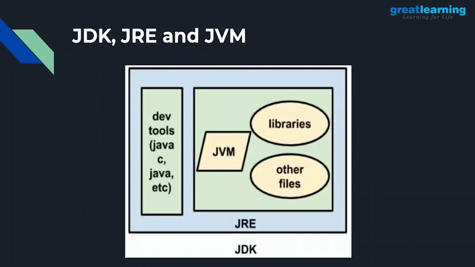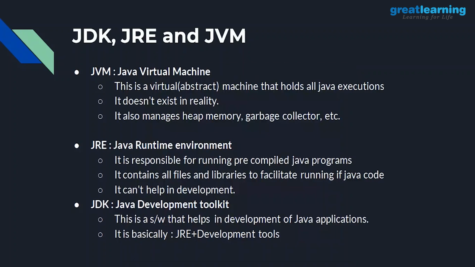Until this point I have used the words JDK, JRE and JVM many times. Now first let me show you this image. This image is very important. The bigger box, JDK, is the Java Development Kit, right? And the inner box, JRE, is the Java Runtime Environment, right? And inside JRE we have the JVM, some libraries and development tools. Okay, now let's go back.